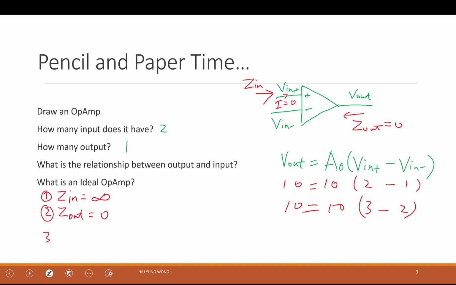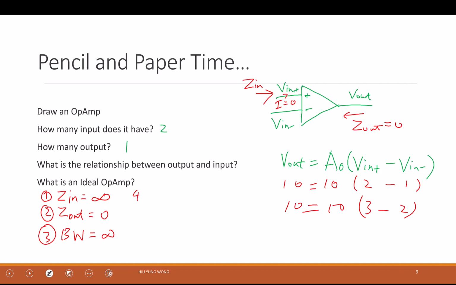Now, besides this, what else? We want it to run very fast. So the bandwidth needs to be infinity, right? I have an amplifier that has very good gain at 0 Hertz, at DC. Basically, useless for me because it needs to respond to some fast signal, right? High frequency. I want it to work even at 1 gigahertz, 10 gigahertz, right?